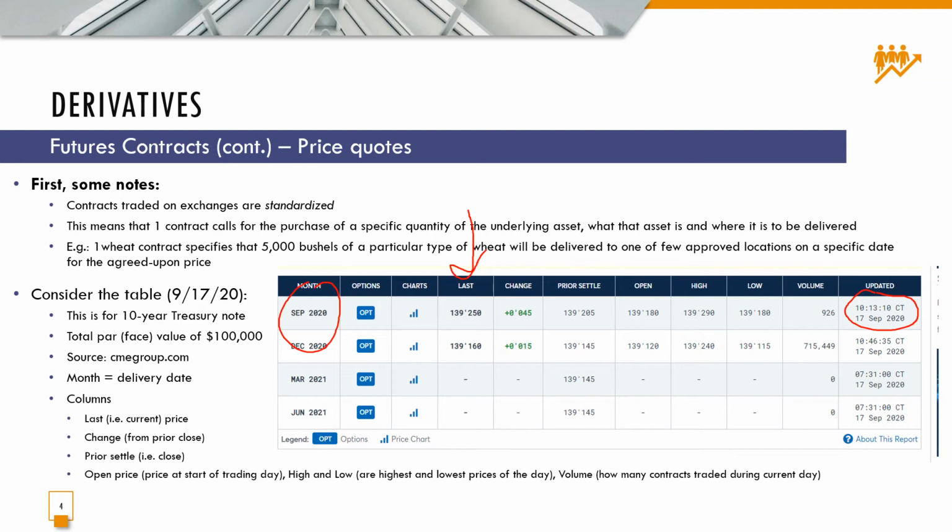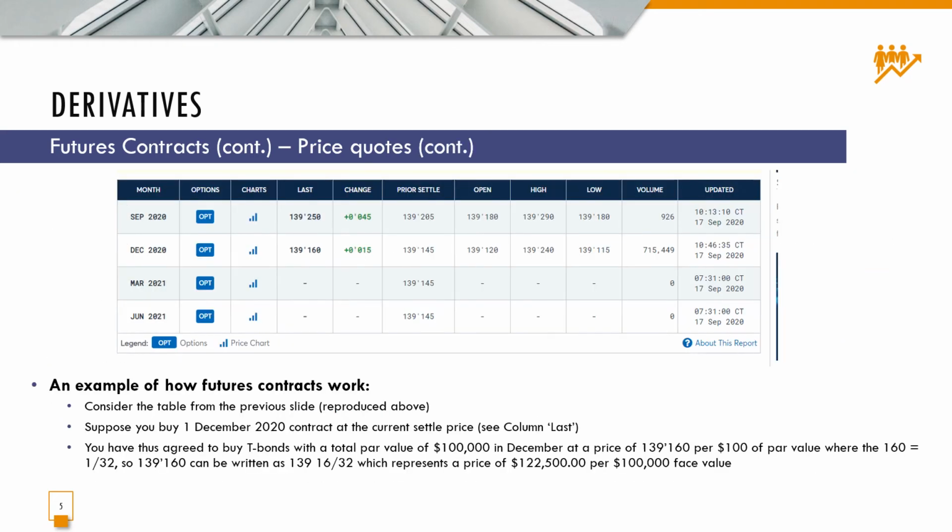The change is the change in that current price from the prior close, and that prior close is the prior settle. The open price is the price at the start of the trading day on September 17th, 2020. High and low are the highest and lowest prices of the day, and volume is how many contracts have been traded on the current day as of that time. So that's how you read this table from cmegroup.com.